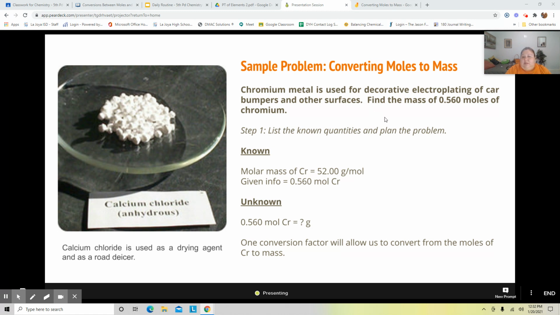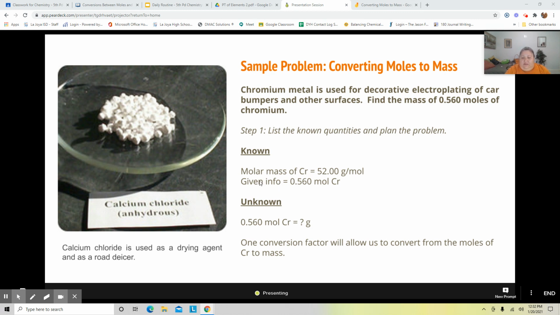All right. So it says here, chromium metal is used for decorative electroplating of car bumpers and other surfaces. Find the mass of 0.560 moles of chromium. Step 1, always list what you know and what you don't know. And think about what you have to do. So what do we know? Well, we know the information that they gave us. They're giving us 0.560 moles of not a compound, but an element, chromium.